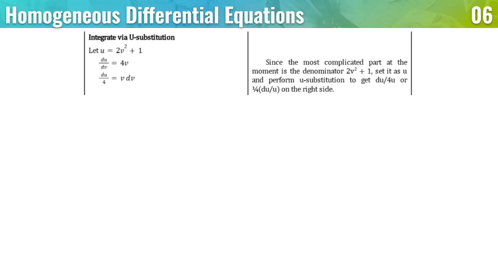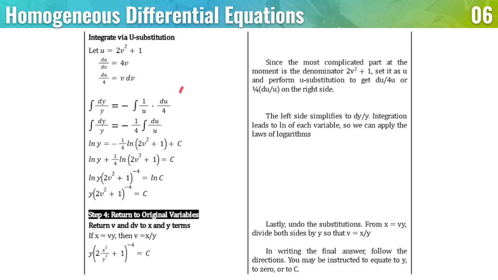So first, let's integrate with u substitution. So let u equals the denominator, and getting the derivative of that, we have 4v. So move the dv to the side, we have v dv, and then move the 4 to the other side. So we get du over 4. So again, you can substitute the denominator to be u, and the numerator becomes du over 4. And then we put it in the integral sign. We grab the 1/4 and bring it out.